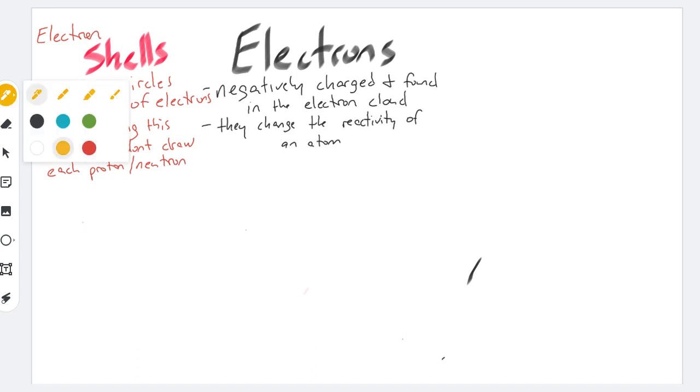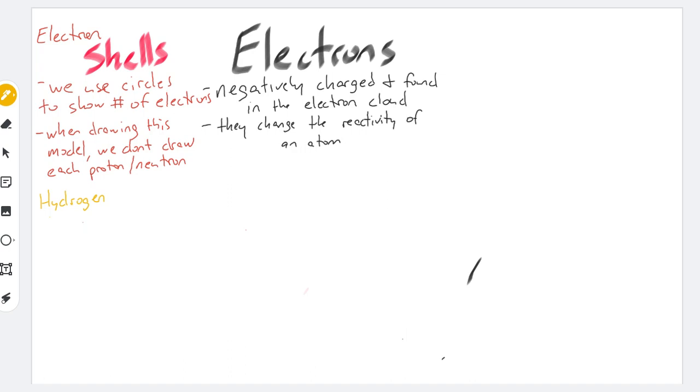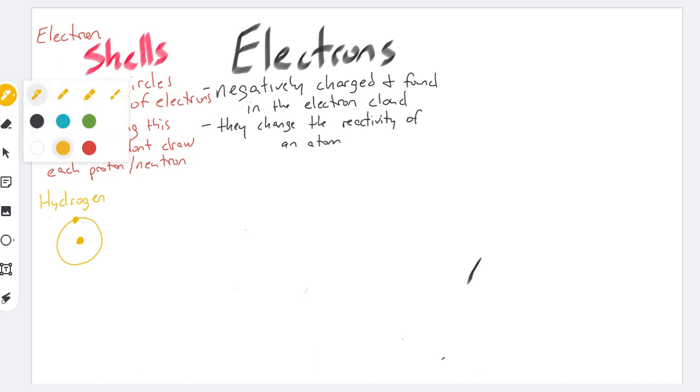So here's an example. Let's draw hydrogen. Again, I'm going to change the color just to be more visually appealing. Hydrogen is the first element on the periodic table, and it has one proton. But we're going to draw it the same as if we draw any other atom or element, so we're just going to have a nucleus in the middle, and whether there's one proton in there or 100 protons in there, we're going to draw it the same because we're focusing just on how many electrons there are.